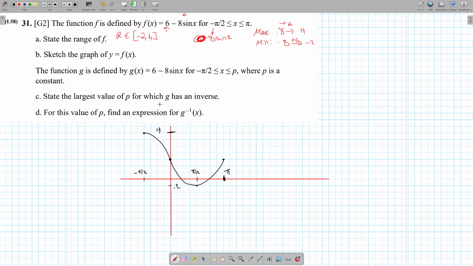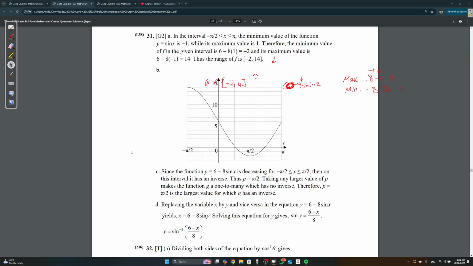The function g is defined by g of x equals 6 minus 8 sine x for minus pi over 2 until p, where p is a constant. State the largest value of p for which g has an inverse. Sine inverse. What's its range? As its domain. What's its domain? The domain of sine inverse, x has to be in between what? It has to belong to minus pi over 2, pi over 2, right? Because the domain is minus pi over 2, pi over 2. So p has to be pi over 2, right? Pi over 2 is the largest value.